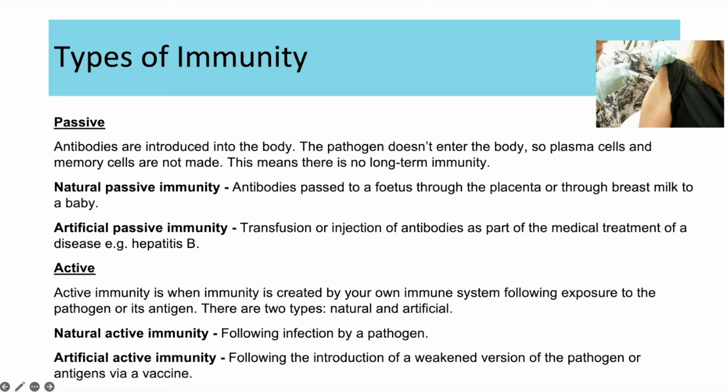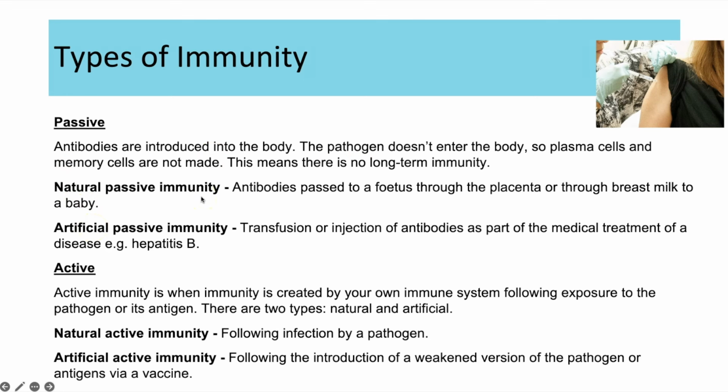So we're going to have a look at the two key different types of immunity, passive and active. Passive immunity is when antibodies are introduced into the body rather than you making them yourself. The pathogen doesn't enter the body, so that means plasma cells and memory cells are not made, and therefore you don't have any long-term immunity to this pathogen. Examples are either natural or artificial.